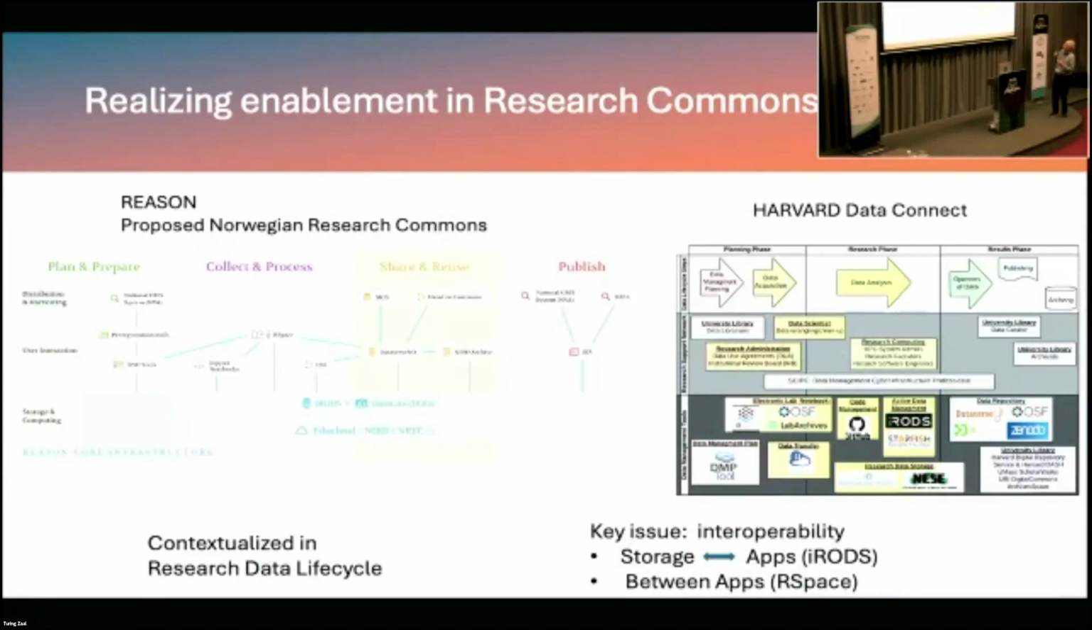A second example is the Harvard Data Commons. If you just look at the bottom part, forget the top stuff, which is the white stuff, it actually resonates quite a lot with the Norwegian Research Commons, and it was put together by different people as well. So key issues in this emerging Research Commons model are two forms of interoperability. One is the interoperability between the storage and the apps, where iRODS clearly has a role to play. And the other is the interoperability between the apps.